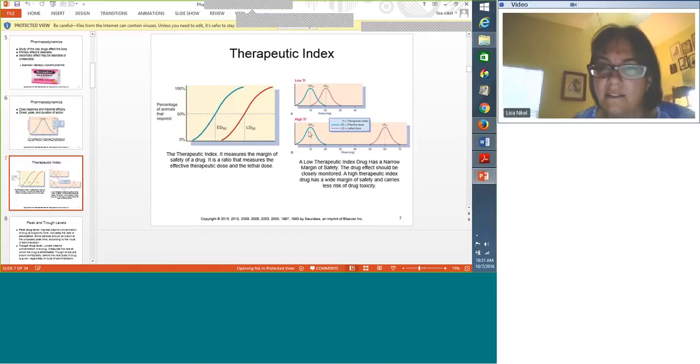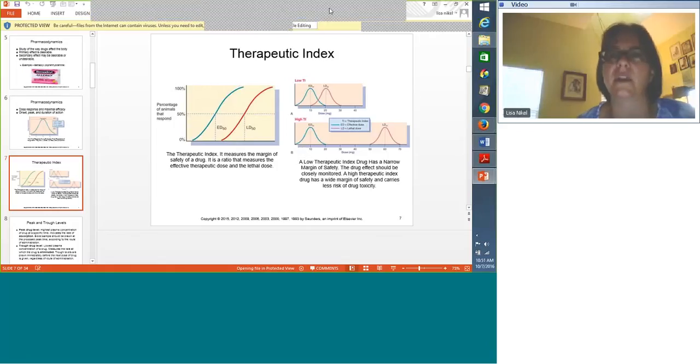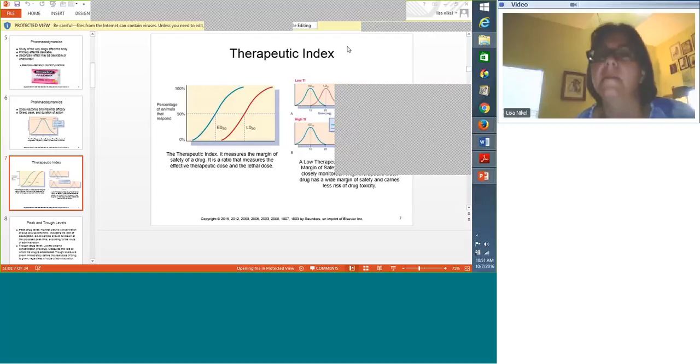This is a visual schematic of a high therapeutic index, okay? A high therapeutic index drug has a wide margin of safety and it has less risk of drug toxicity. So this will be applied specifically to certain drugs as we move forward in the classifications, but I want you to have an awareness of what it's talking about. Peak and trough, we're going to get to.